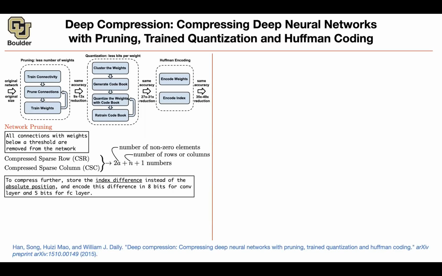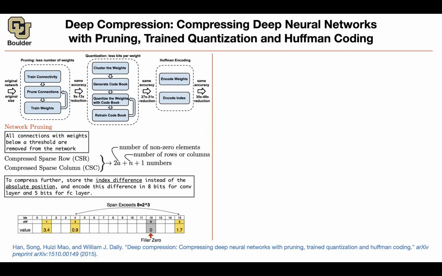The idea is that rather than storing the indices, you can actually store the index difference rather than the absolute position. And for convolutions, we are going to use 8 bits. And for fully connected layers, we are going to use 5 bits to store the weights. But what does it mean visually to store the index difference? These are the absolute positions, 0, 1, 2, 3, 4, 5, etc. Rather than storing, for instance, 15, you can store 3. So how does it work?